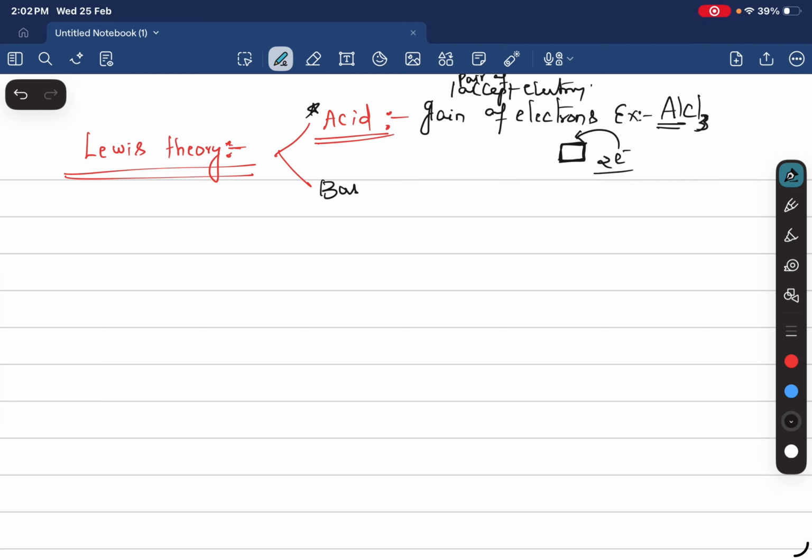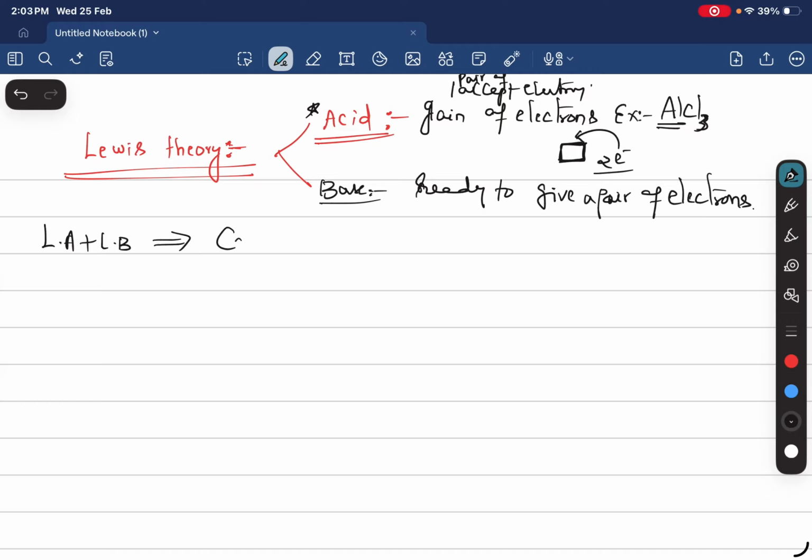Lewis base means which is ready to give a pair of electrons. Ready to give a pair of electrons is nothing but a Lewis base. So Lewis acid plus Lewis base together will give a coordinate covalent bond. So Lewis acid plus Lewis base gives a coordinate covalent bond. These are the theories about acid and base.